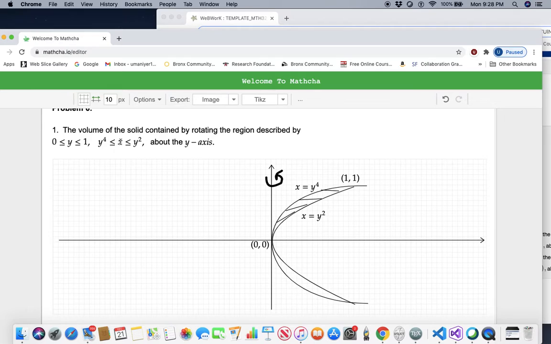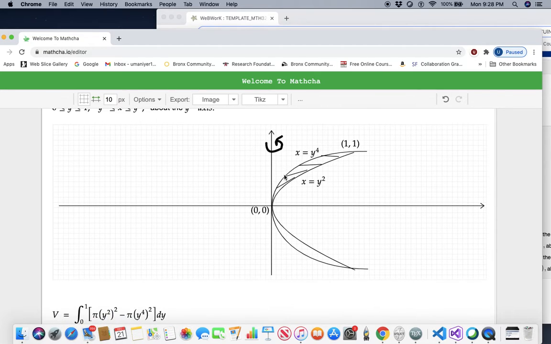When x is y to the power 4, you get a curve like this. When x is y to the power 2, you get a curve like this. You see, between 0 and 1, y to the power 4 is flatter than y to the power 2. So, you want y to lie between 0 and 1. In other words, you are looking at the top half. So that's the shaded region. You want to take the shaded region and rotate it about the y-axis.